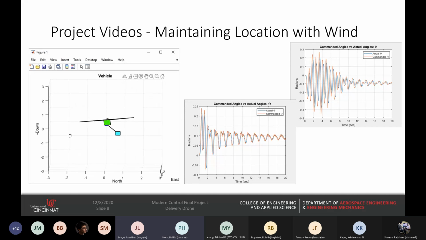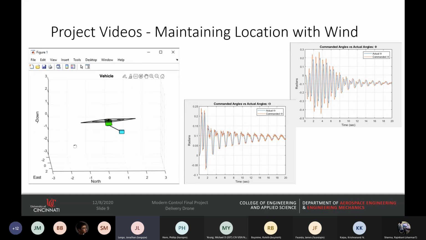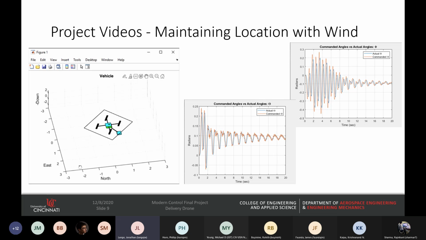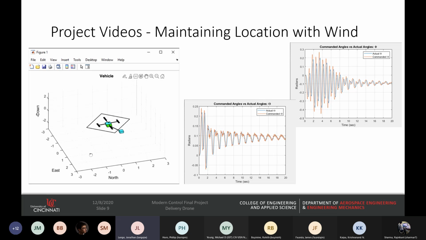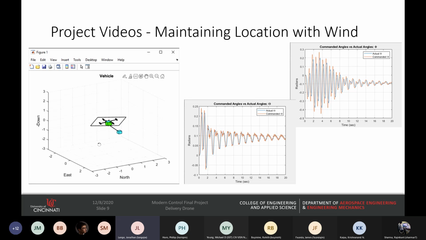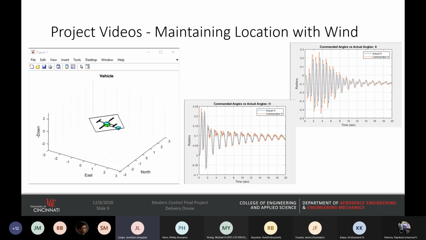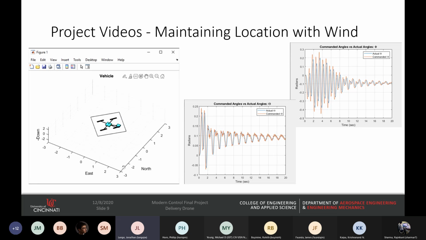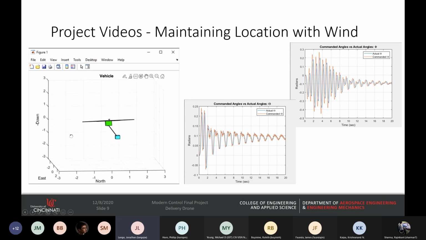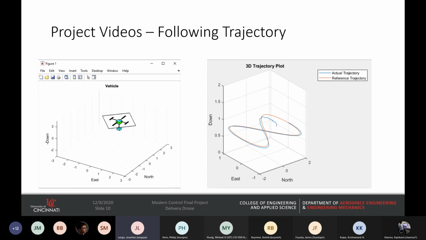This is showing the results of our simulation. So in this mode, what you're seeing is the quad is maintaining its position and altitude with wind noise. So you can see the package and the quad being blown in the wind, and the quad's maintaining control of everything by keeping its position. And then if you go to the next slide.